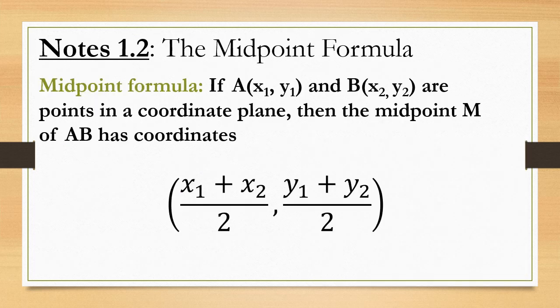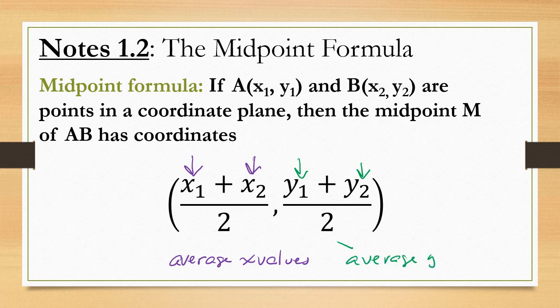The actual formula for the midpoint is x1 plus x2 divided by 2, which is simply the average of the x values. And over here, we have y1 plus y2 divided by 2, which is the average of the y values. This is the official mathematical definition of the midpoint if you have 2 endpoints, A and B, with coordinates x1, y1, and x2, y2.